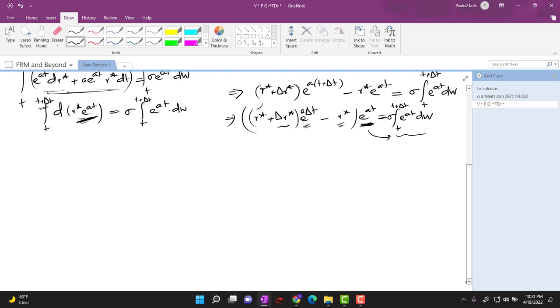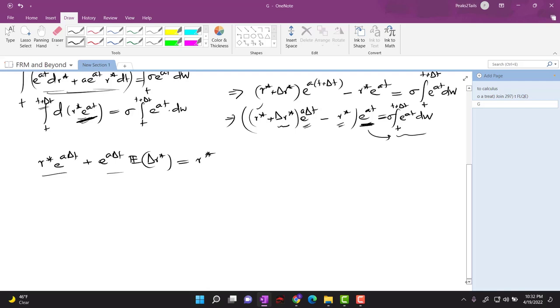So we will get r star e to the power a delta t plus e to the power a delta t expectation of delta r star. Okay, please feel free to pause the video if you need to confirm the calculations. So this part is constant and we are taking expectation of delta r star is equal to r star, right? Because the right hand side is zero. The expectation of the right hand side is zero.